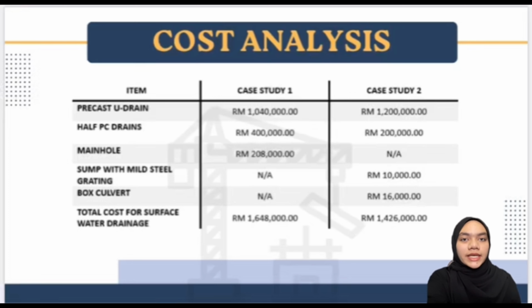Based on this table, we can see in project 1, the higher total cost is due to extensive drainage requirements involving more U-drains, half-round drains and manholes. This indicates a complex drainage and large-scale system. In contrast, project 2 has a lower cost, utilizing fewer U-drains, a simpler sump solution and more security and box covers instead of manholes, reflecting the project's smaller scale and cost-effective approach suitable for low-cost housing.